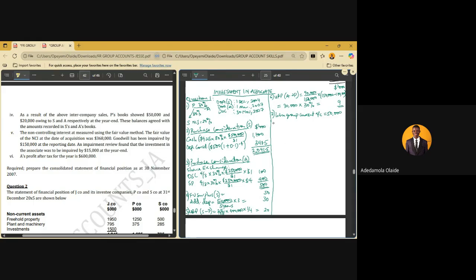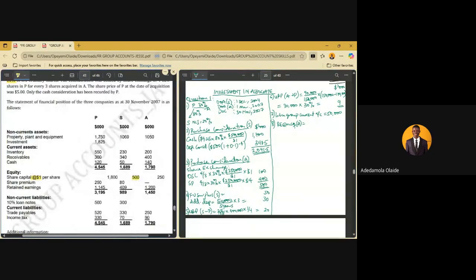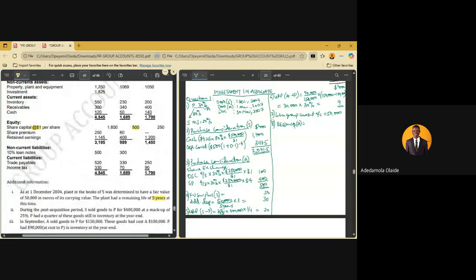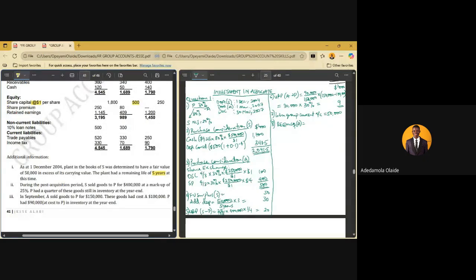So we'll say 8. Retained earnings or post-acquisition earnings. Or let's do it the other way around. Retained earnings at acquisition for A will be what? We'll come back to the SOFE. They've given us their profits for the year. So we have what? The retained earnings at the end of the year to be 1,200.